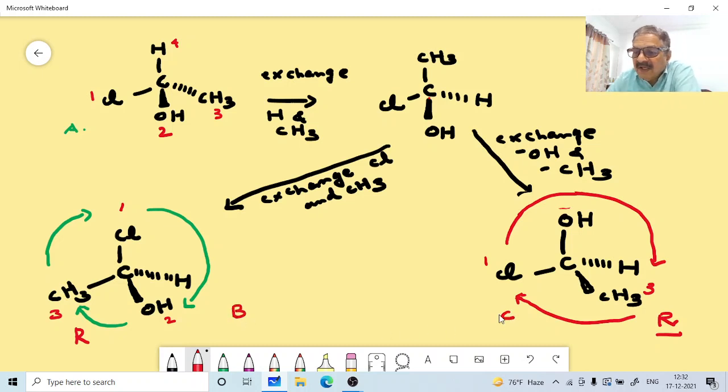If you take it here, B and C are identical to A because the lowest priority group is in the back here. So we can say the 2 exchanges give the original molecule here. Now B and C are identical to the first structure A, but have the lowest priority group in the back. This is another method of determining the R and S configurations of the stereoisomers. I hope you have understood this concept here.